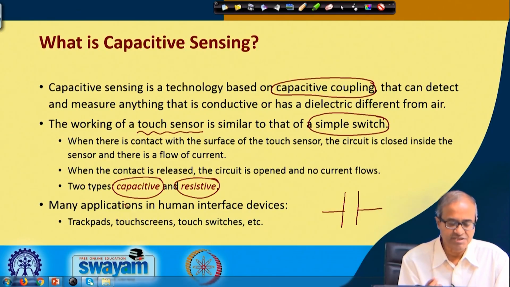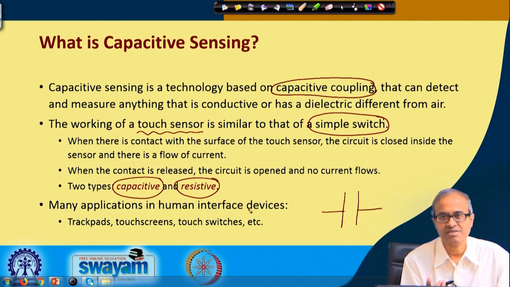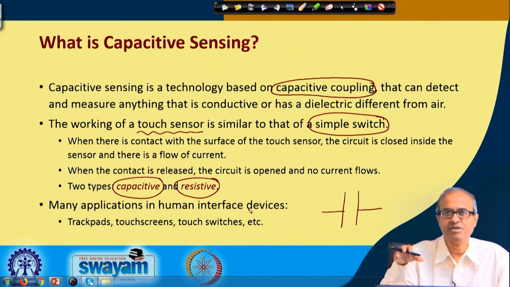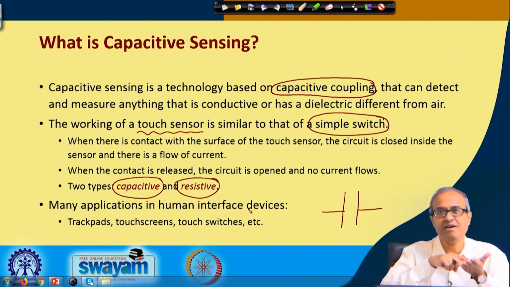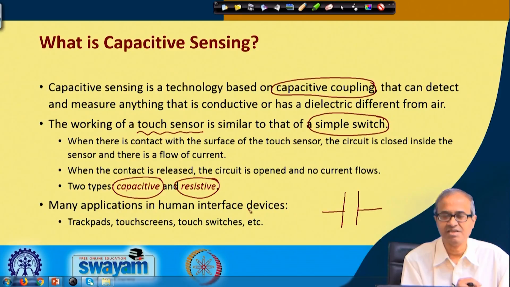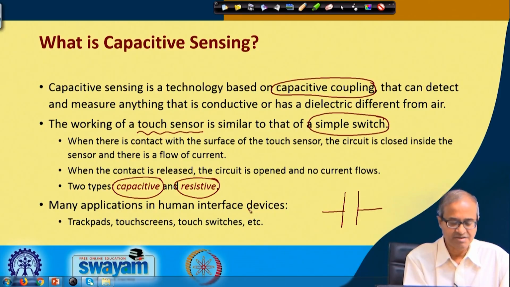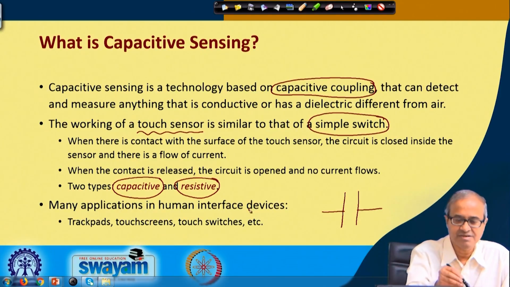As I told you, there are many applications where we use touch sensors, like trackpads. In many laptops there is no separate mouse; there is a flat surface where you move your finger to move the cursor on the screen. That is called a trackpad. Touch screens and touch switches are other examples.